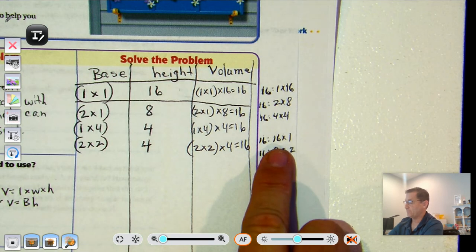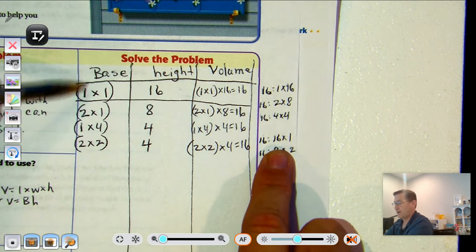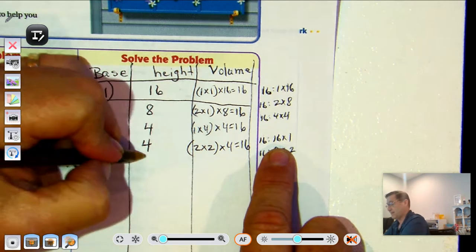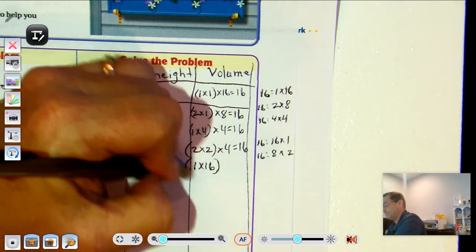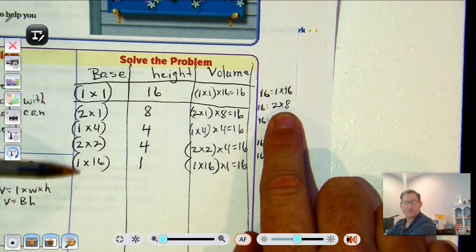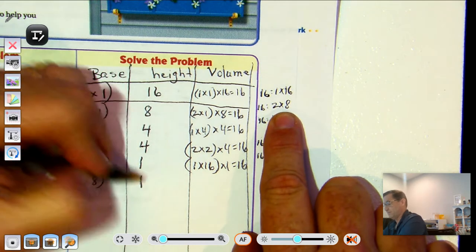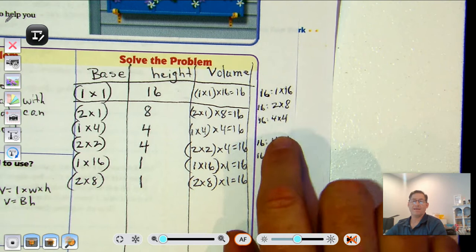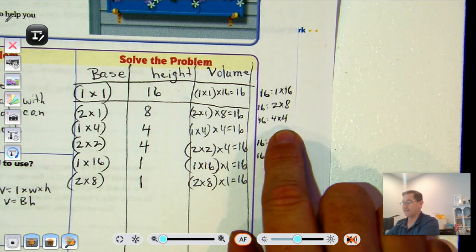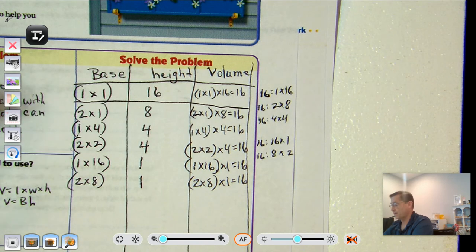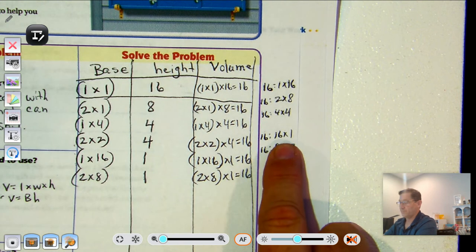All right, well, now let's look at 16. Well, I already know that I can have 1 times 16. So if the base is 16, I could say 1 times 16, and that would mean the height's 1. Is there another way of making 16? Sure, 2 times 8. You notice that we don't have a base of 2 times 8 here. So 2 times 8 times 1. And we have 4 times 4. Well, we already did 4 times 4. Right? There's no other way of making a base of 4. Okay. So we have all the possibilities of 16 already.